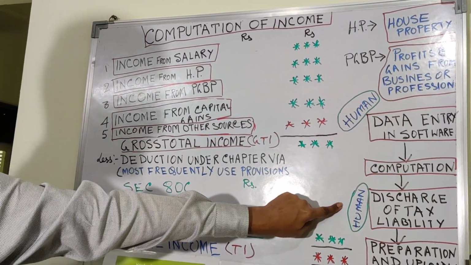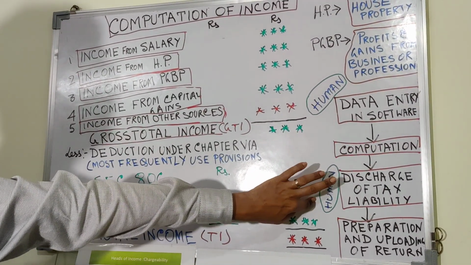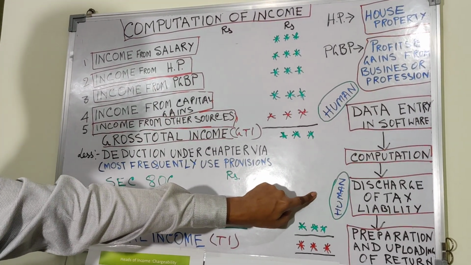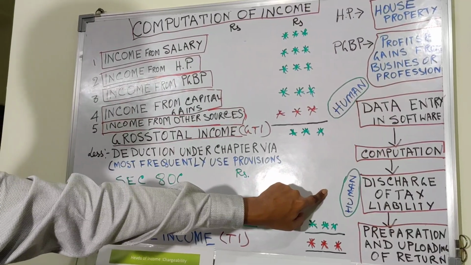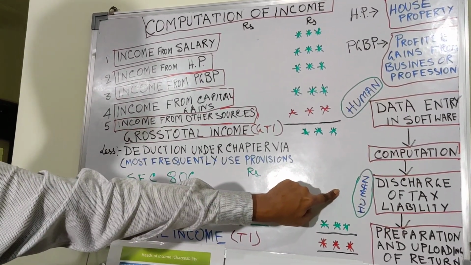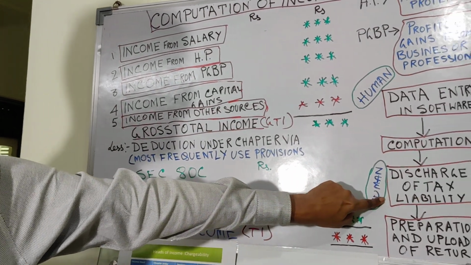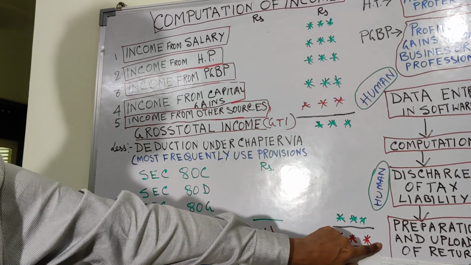If you have any tax liability to discharge, again you have to intervene with the software. So software will take you to your bank portal. From that bank portal, you have to create the challan and you have to discharge your tax liability under the respective sections. Once you discharge this liability, then software will prepare the return and upload the return.